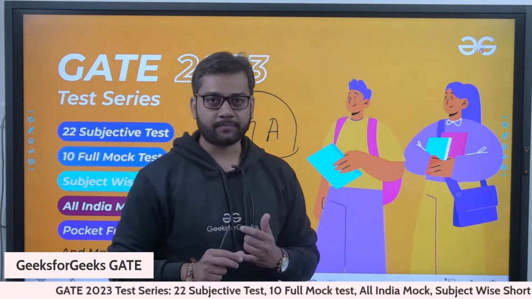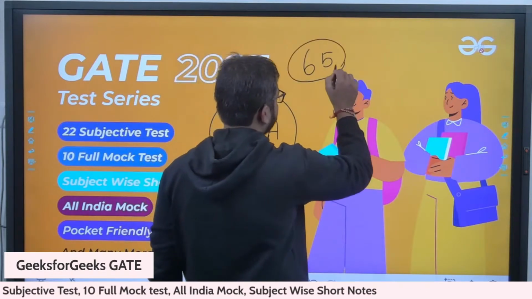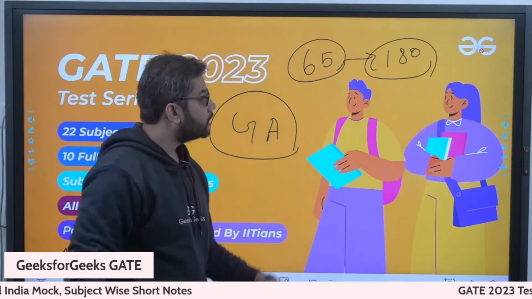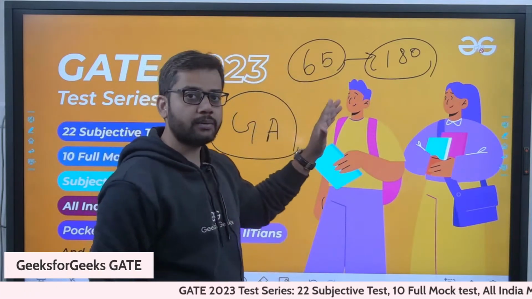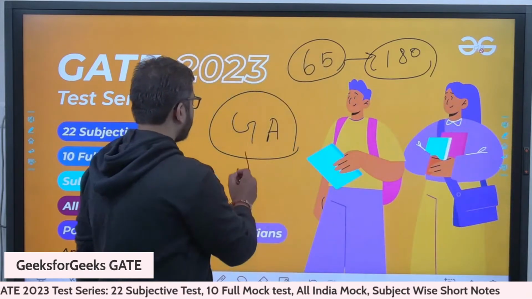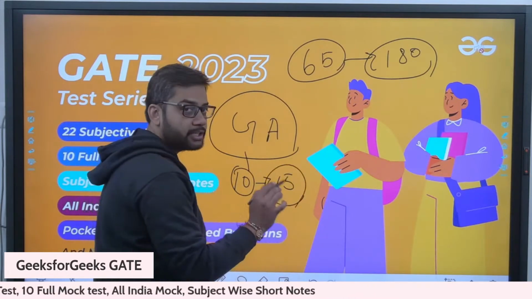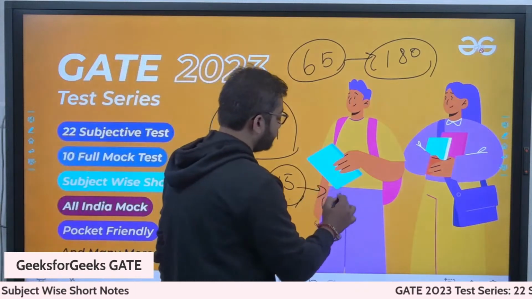Just tell me one thing: in the examination, you have this many questions plus this much time. Agreed? Now, definitely for each question you have more than 2.5 minutes. This part has these questions for this many marks. What if I tell you that you can cover these 15 marks within 20 minutes?